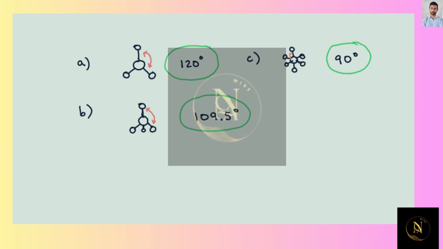And finally, for our last one, we have linear. Well, linear, of course, means a straight line. And we know that a straight line is 180 degrees. So the bond angle here in a linear structure is 180 degrees.